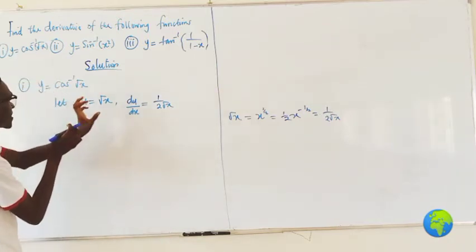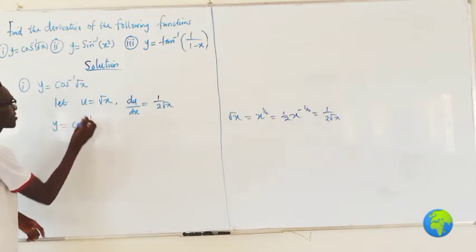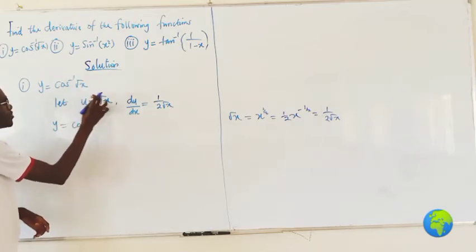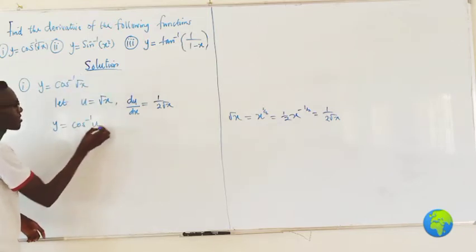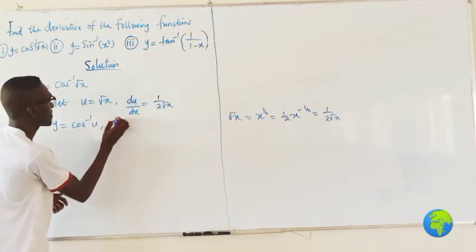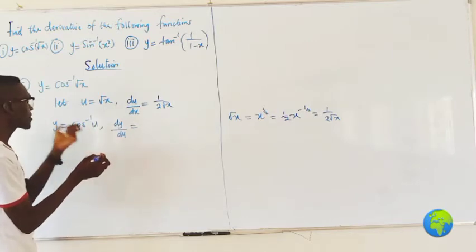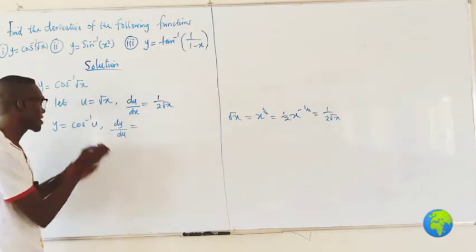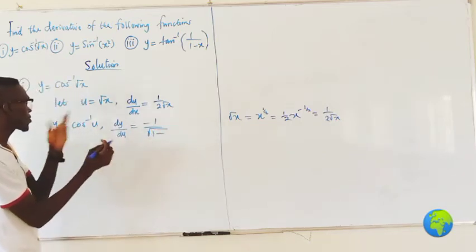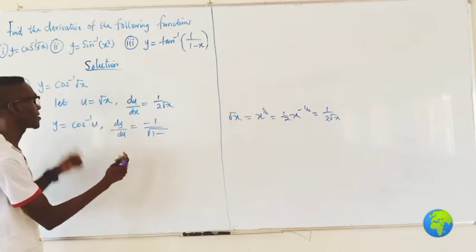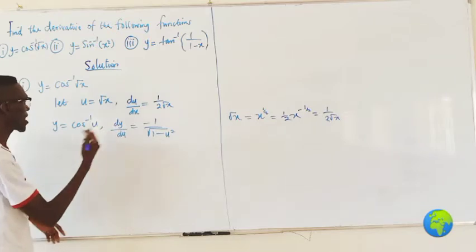Now, immediately you're done with finding your u and du, you go straight again. You said y equals cos inverse of, instead of this, recall you said u is this, so I can replace the whole of this function with u. So I have cos inverse of u. Then you find your dy du, which equals, recall that if you differentiate inverse cos, you get minus 1 over square root of 1 minus, recall those ones we've been doing was x squared. This time around, this is u, so I'll put u squared. So we have our dy du as well.